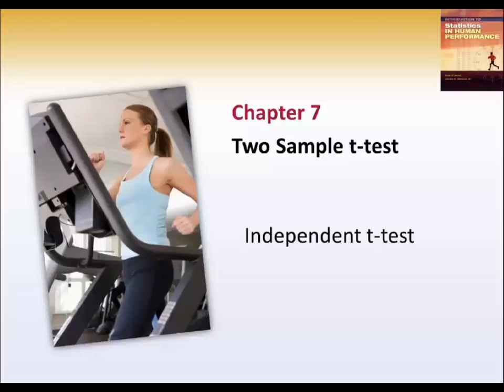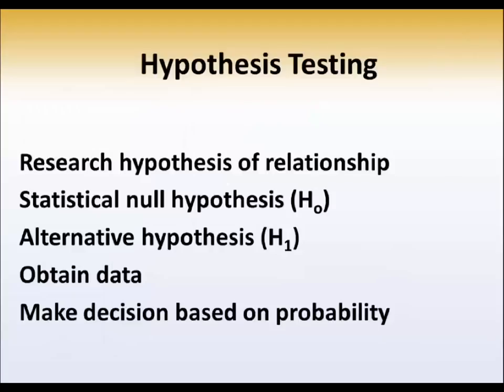We're now turning to Chapter 7, the independent t-test, a very commonly used inferential procedure. To introduce it, we'll first talk about hypothesis testing. In conducting experiments, we usually have a research hypothesis that states what we believe the relationship between the variables will be. However, we test the null hypothesis with statistics. The alternative hypothesis is generally the research hypothesis.